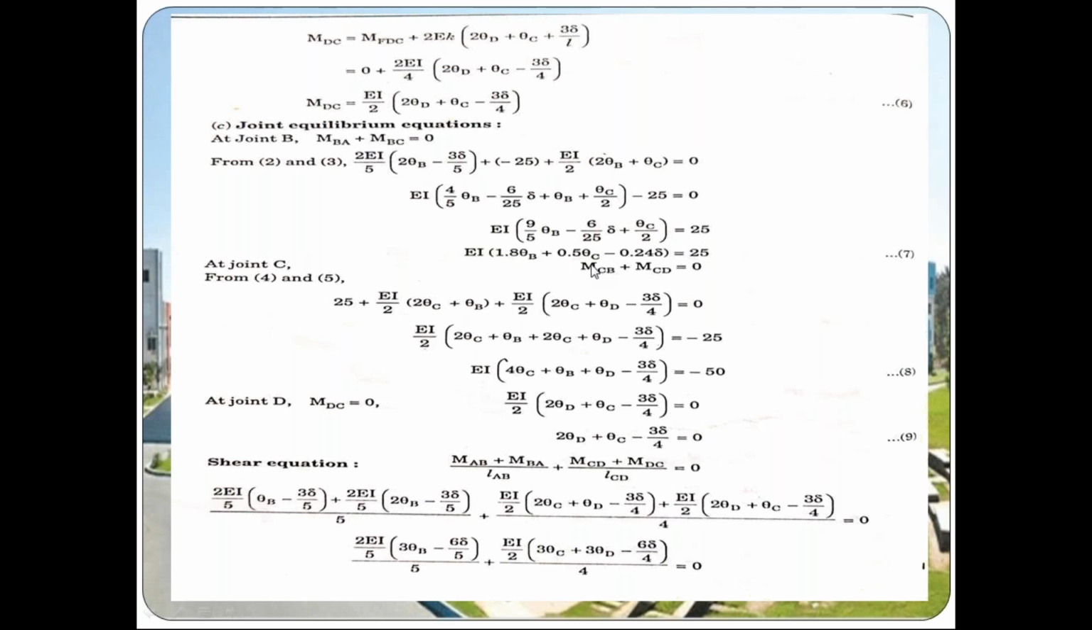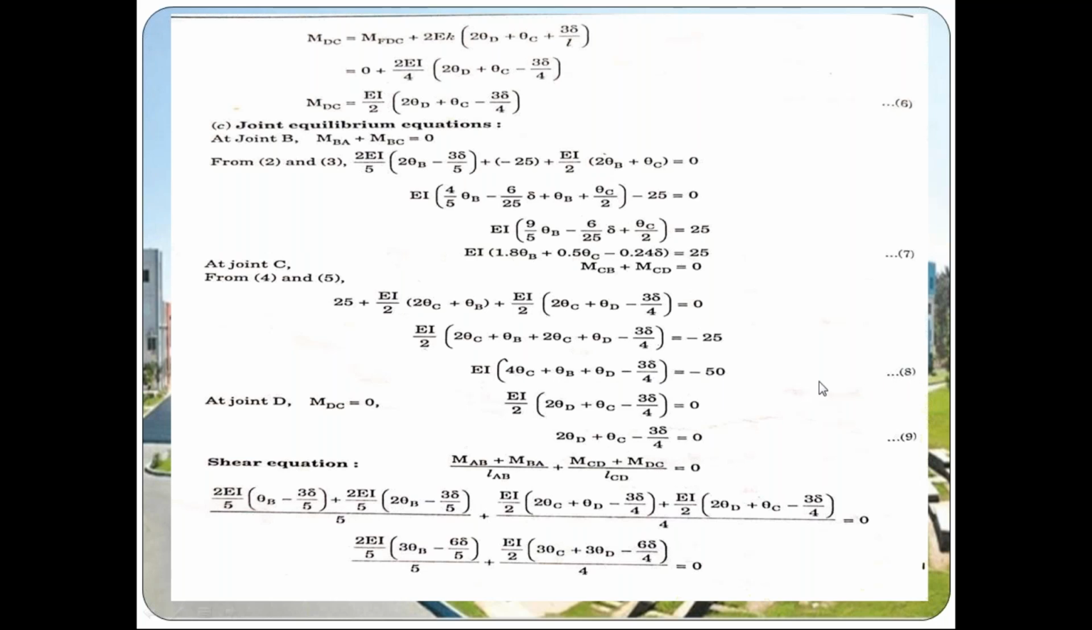In equation number 7, we have 3 unknowns: theta B, theta C, delta. Next, the second joint equilibrium equation is at joint C, that is MCB plus MCD is equal to 0. We can substitute the MCB and MCD equations. After substituting and solving, we get one equation, EI into 4 theta C plus theta B plus theta D minus 3 delta by 4, that is equal to minus 50. This is equation number 8.